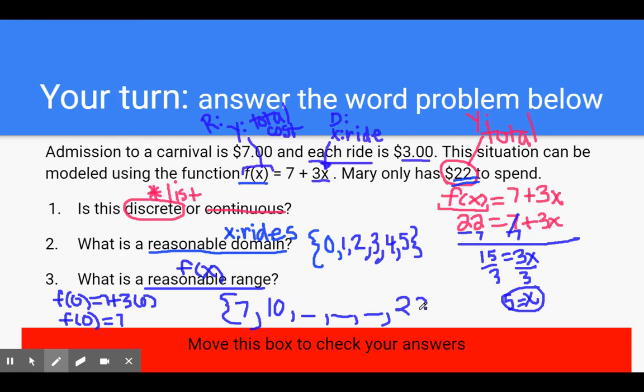So you can understand now how this problem works and how we came up with those values and why I listed them. I hope this helps.